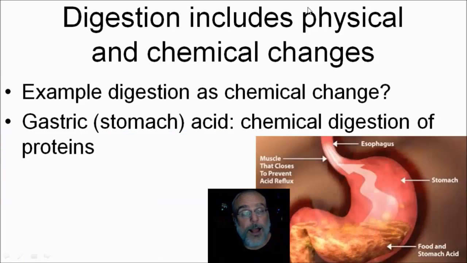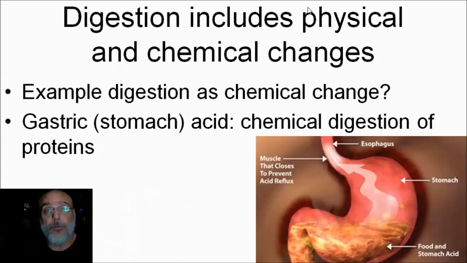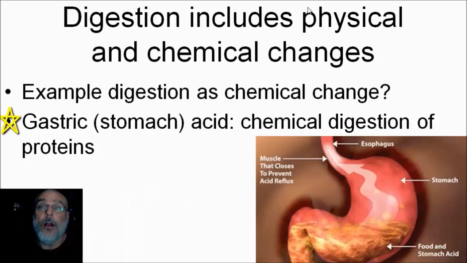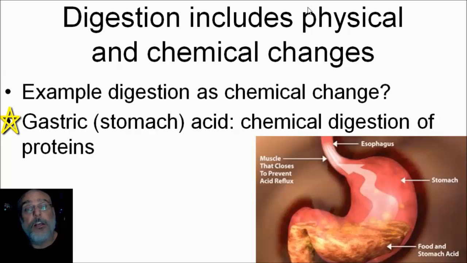More obvious would be your stomach acid. You may have heard of acid stomach or acid reflux. If you've ever thrown up before, you had that awful, acidic taste in your mouth. That would be the stomach acid coming back, and it is actual acid. It's hydrochloric acid, and it's there to break down proteins chemically.